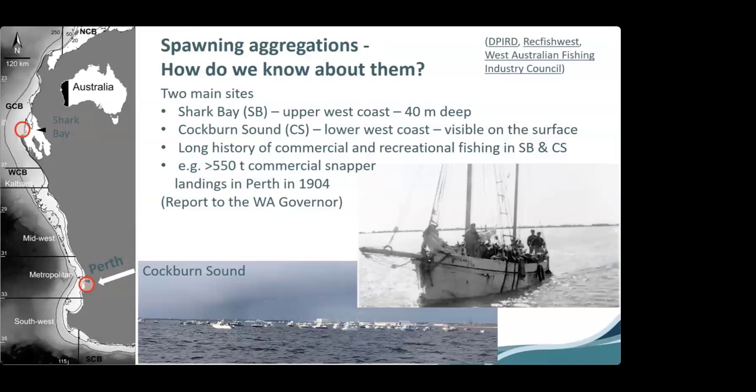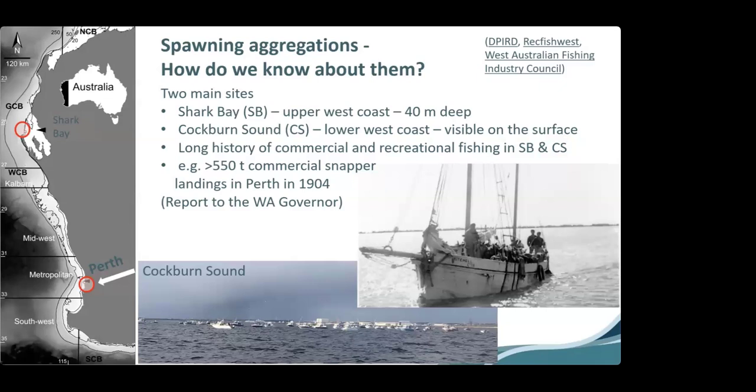In terms of spawning aggregations, how do we know about them? These aggregations on the west coast of Australia in Shark Bay and Cockburn Sound have been known about for a long time. In Shark Bay, they occur in about 40 metres of water to the north of some of the main islands along the coast. In Cockburn Sound on the lower west coast, they're quite visible on the surface in this shallow protected embayment.